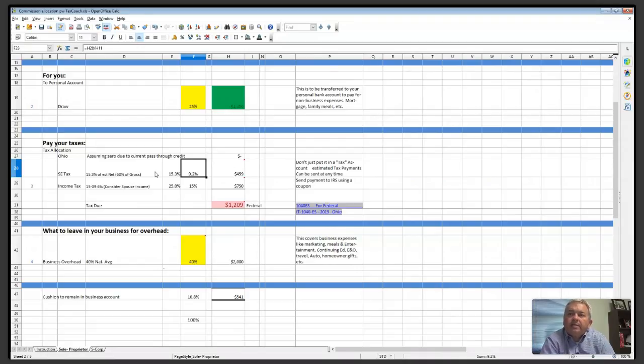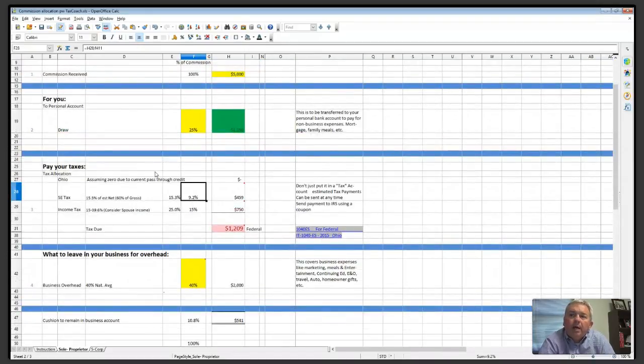Now, this calculation, like I said, is based on net income. So we're making a couple of assumptions. Out of the $5,000 in commission that we earned, we're estimating that about 40% of that is going to be for business expenses. So we're taking the difference, the $5,000 minus the 40%, to get to the taxable number. And then we're taking 15% of that number. And you can see the pop-up there. It says based on 60% of commission. So your self-employment tax is $459.